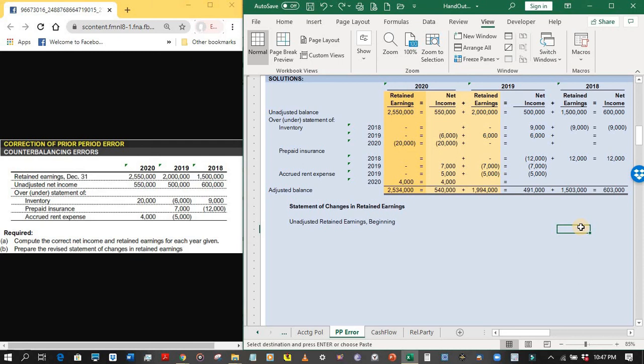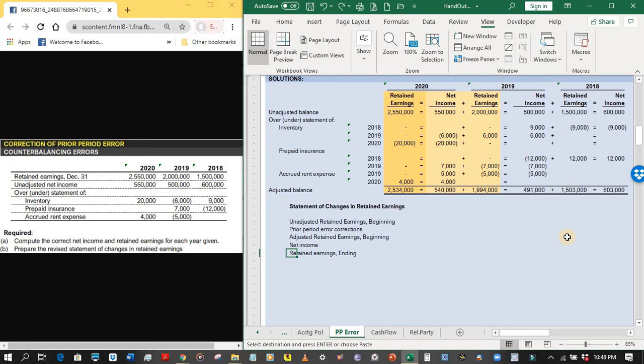Then, after the unadjusted retained earnings beginning, next is the prior period error corrections. Then, after we reflect the corrections of the prior period errors, this is the adjusted retained earnings beginning. Then we will add the net income, and assuming there is no dividend payments, and since the problem has no dividend payments, that will be the retained earnings ending. So let us now prepare for 2020.